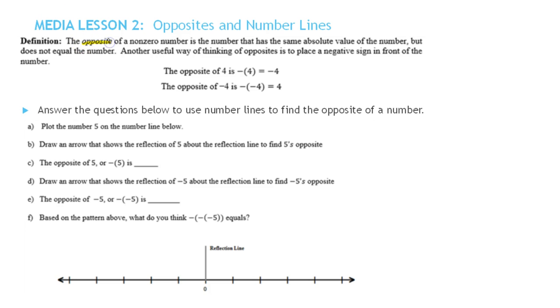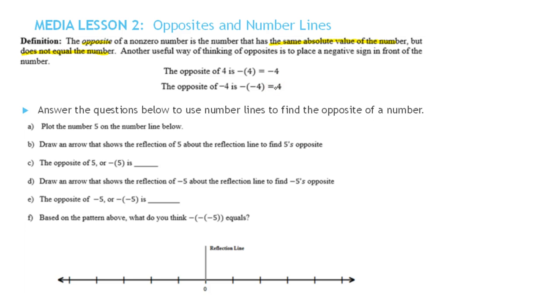The opposite of a non-zero number is a number that has the same absolute value of the number but does not equal the number. Another useful way of thinking of opposites is to place a negative sign in front of the number. So the opposite of 4 is equal to negative 4. So negative 4 is 4's opposite. Similarly, the opposite of negative 4 is positive 4.